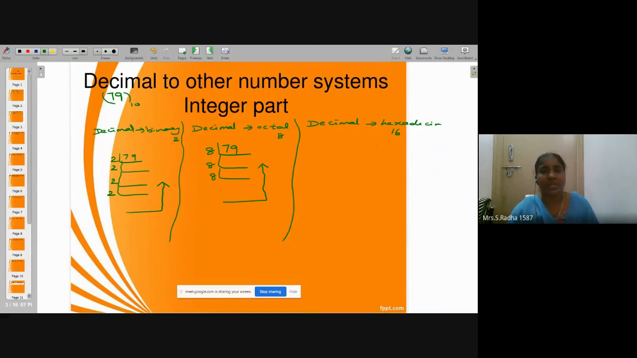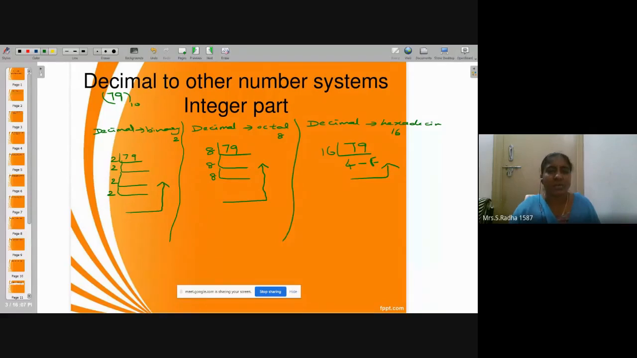Coming to decimal to hexadecimal conversion, decimal number 79, I want to convert to hexadecimal. Divide with 16, repeatedly divide with 16. So what will happen? 16 5s are 80, so 16 4s are 64. After 64, you have a remainder of 15. 15 means F, isn't it? 15 means F. So 4F is the equivalent for 79. In hexadecimal, 4F is the equivalent.